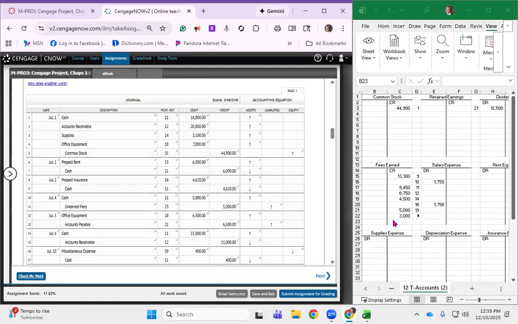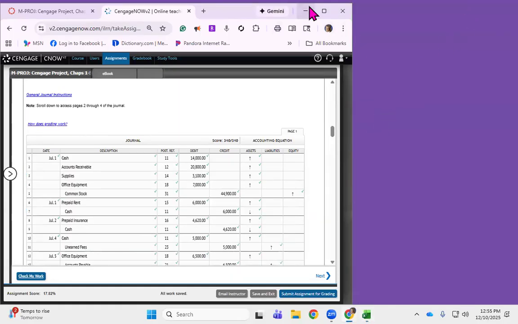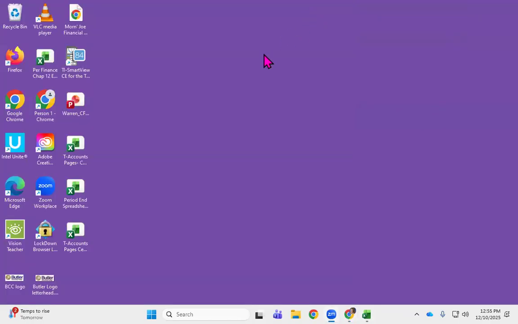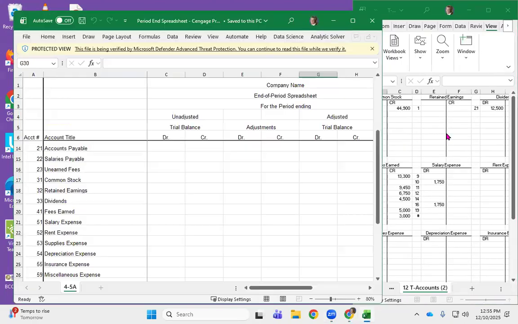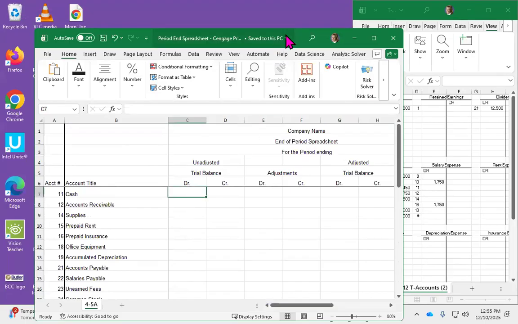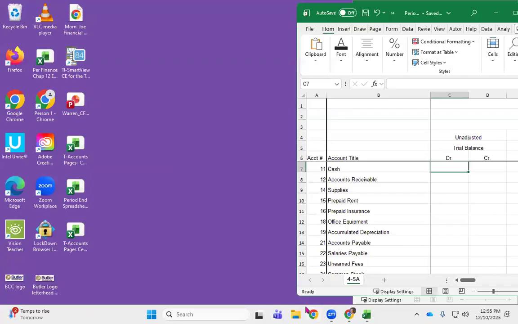Okay, so what I'm going to do is leave this journal open, and I'm just going to close my T accounts, and I'm going to open up the spreadsheet that I provided you. All right, so give me just a second and I'll open that up. This is the end of period spreadsheet. End of period spreadsheet. And we're going to enter everything in the adjusted trial balance. So I'm going to try to scoot it over here.